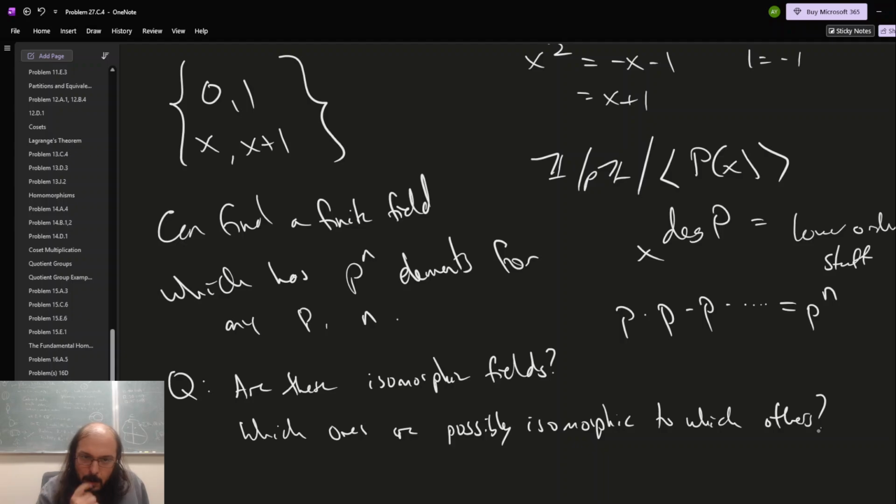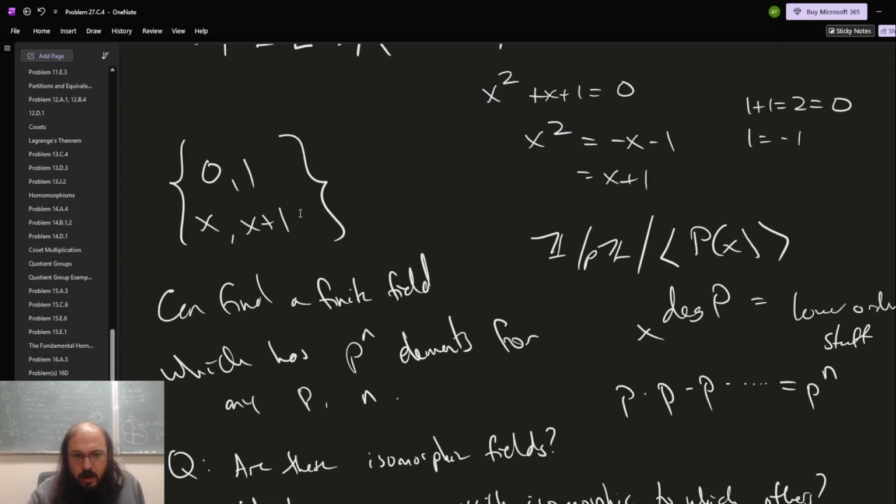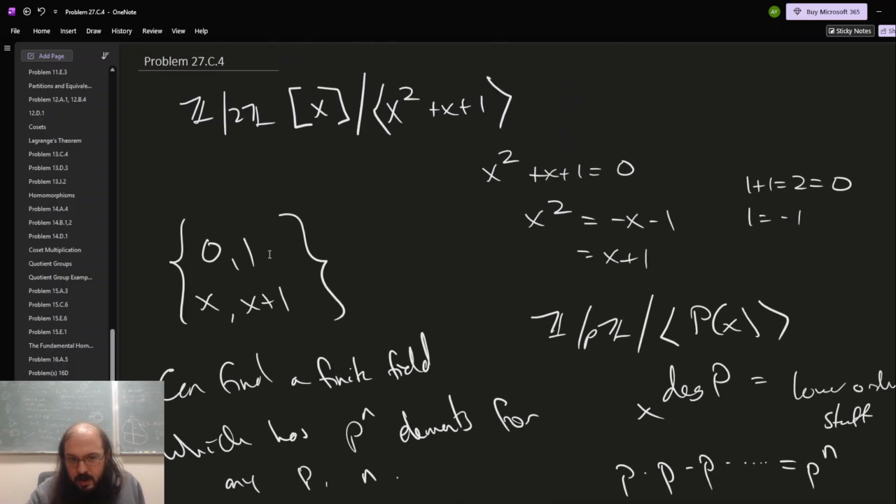That's the question. I'm not going to answer that right now, but it's just something for you to think about, because what I've shown here is we started with a field with 2 things in it, and by extending by degree 2, I ended up with something of order 2 squared, right? Because there were 2 coefficients of lower order, namely 4.